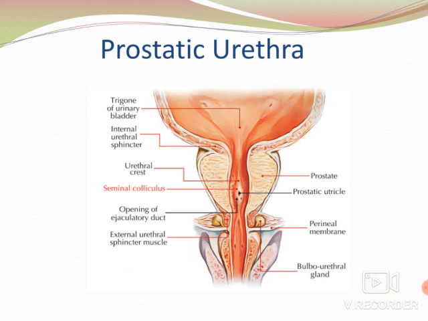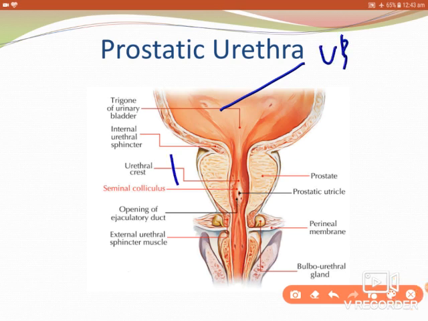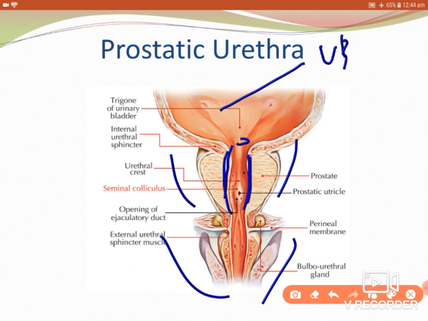Coming to this prostatic urethra, you can see the openings of the prostatic utricle, then the ejaculatory ducts. So this is the coronal view: urinary bladder, the prostate, the part of the penis. Here, this is the urethra. This is the part that forms the prostatic urethra.